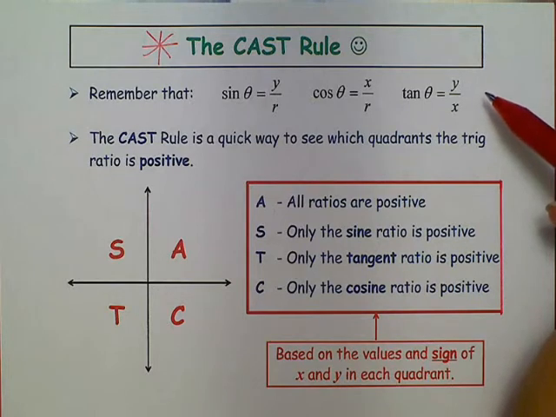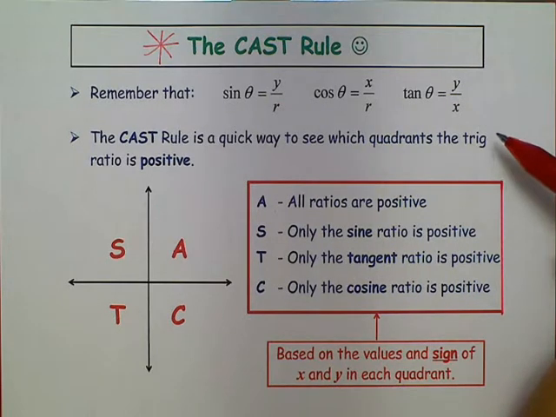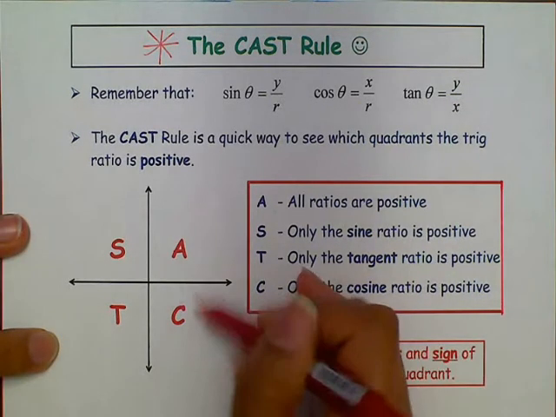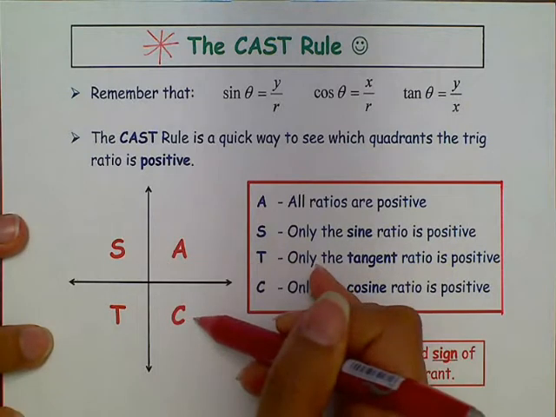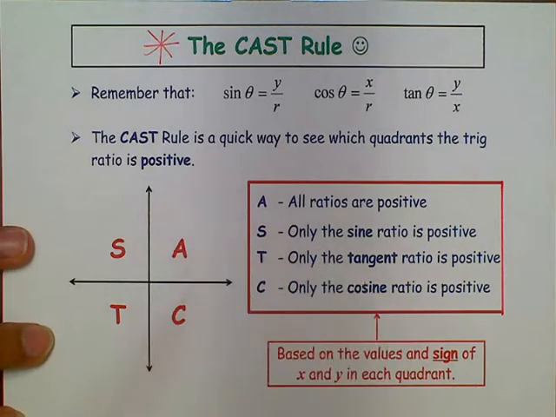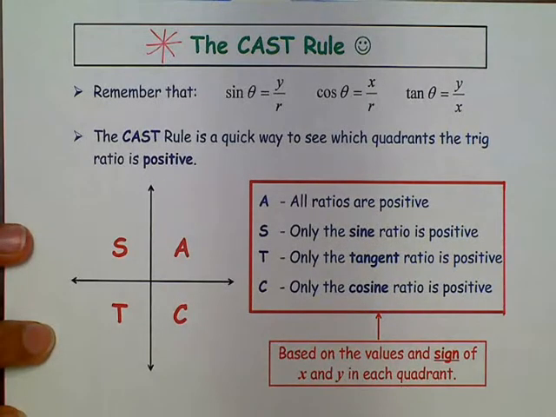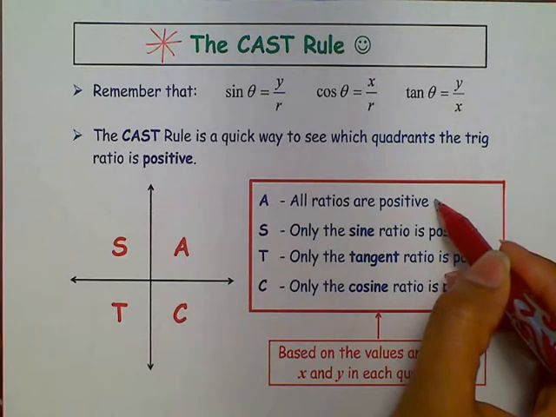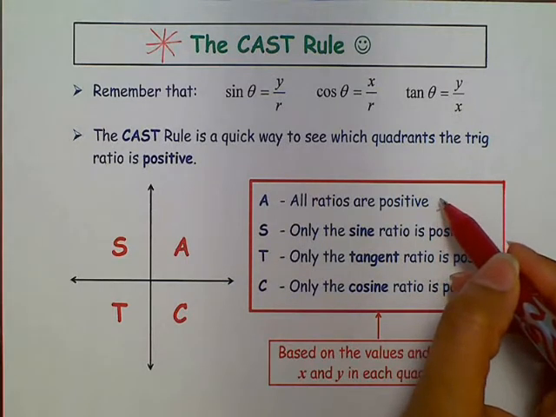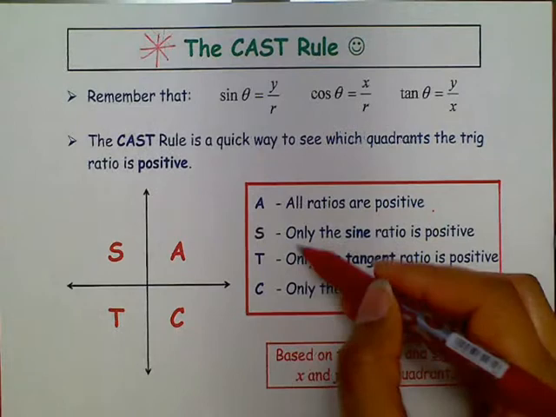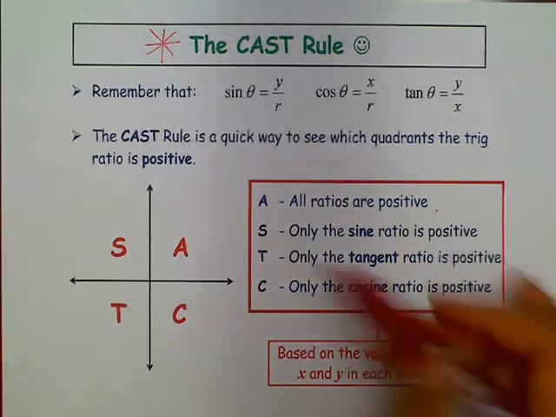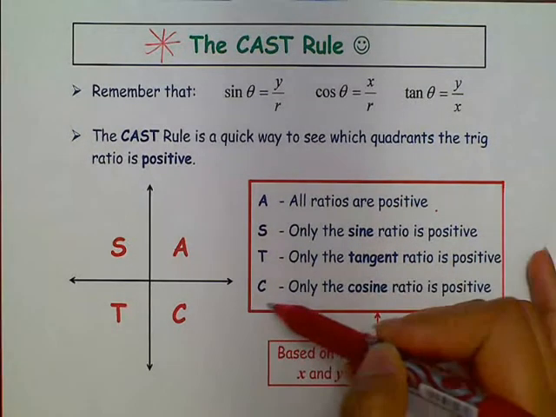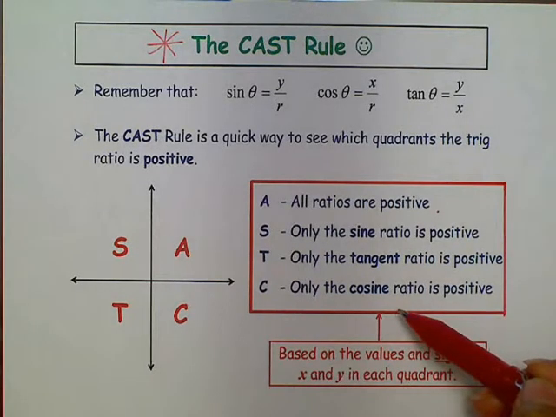What the CAST rule helps you determine is a quick way to see which quadrants the trig ratio will be positive in. What CAST spells out, and I know it starts in the fourth quadrant, goes up and across. A represents that all ratios are positive, so the sine ratio, the cosine ratio, and the tangent ratio are all positive. S means only the sine ratio is positive, T means only tangent is positive, and C means only cosine is positive.